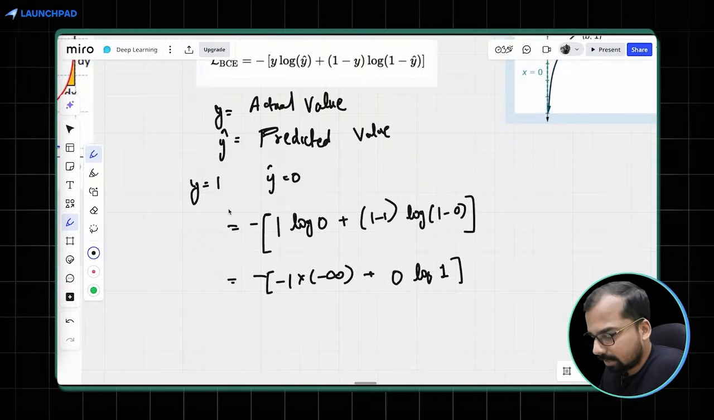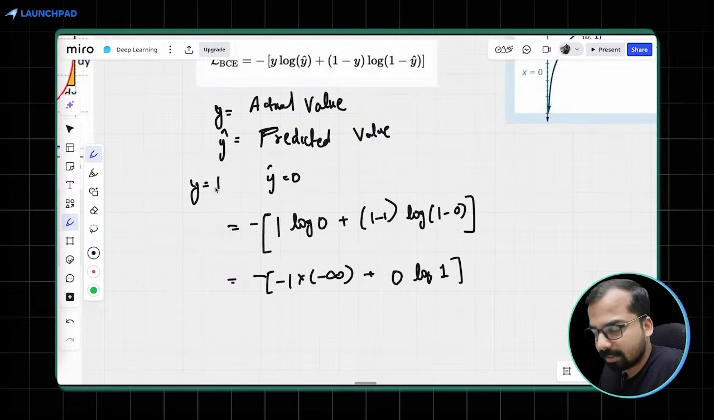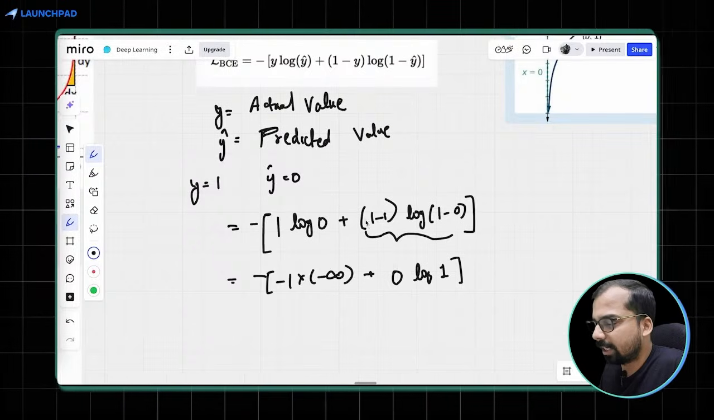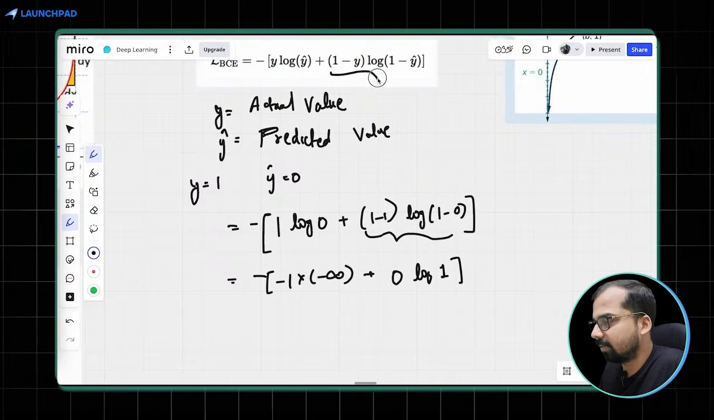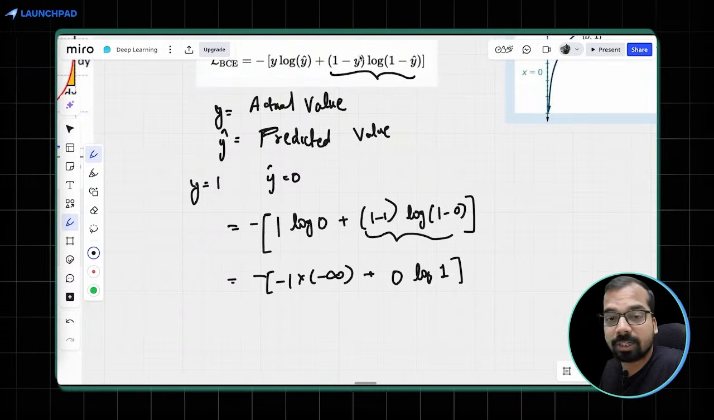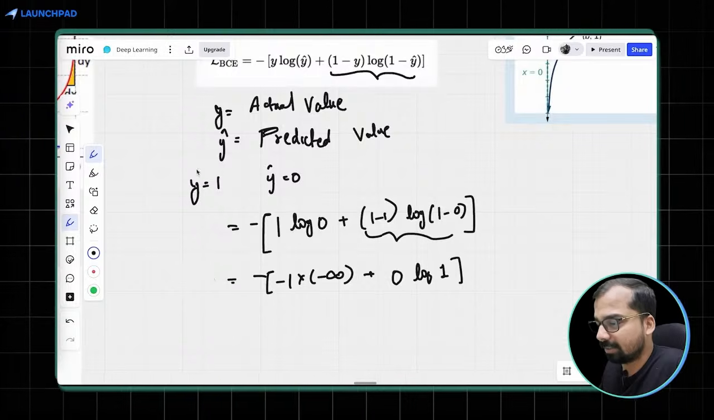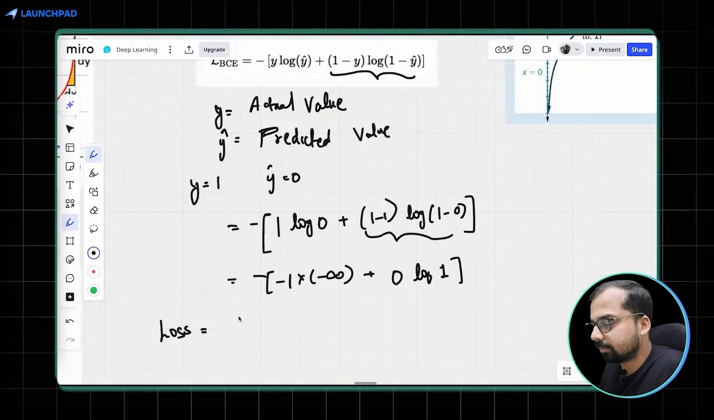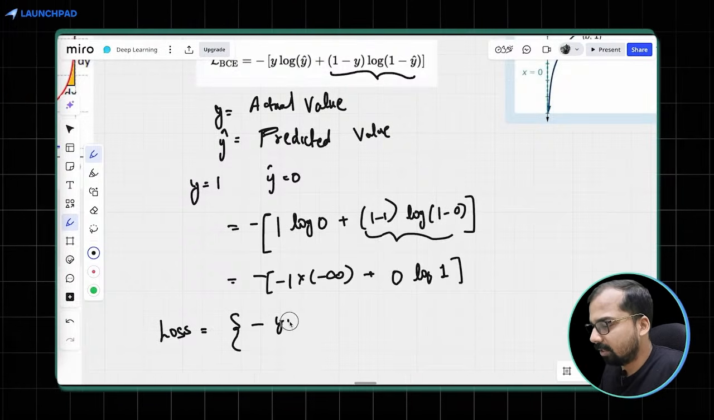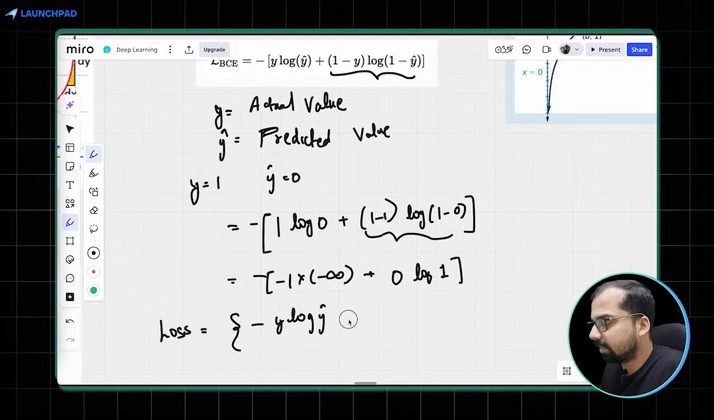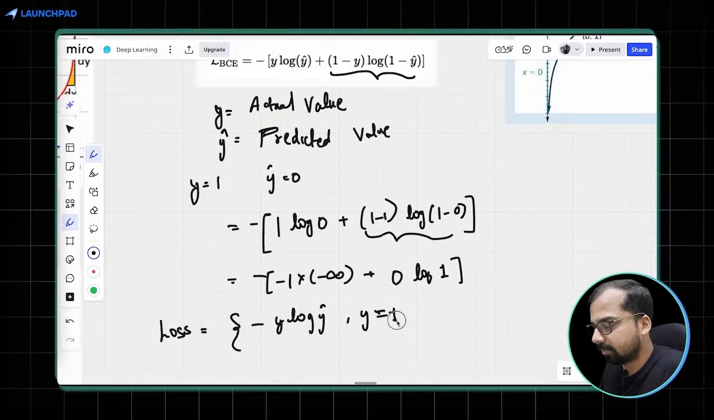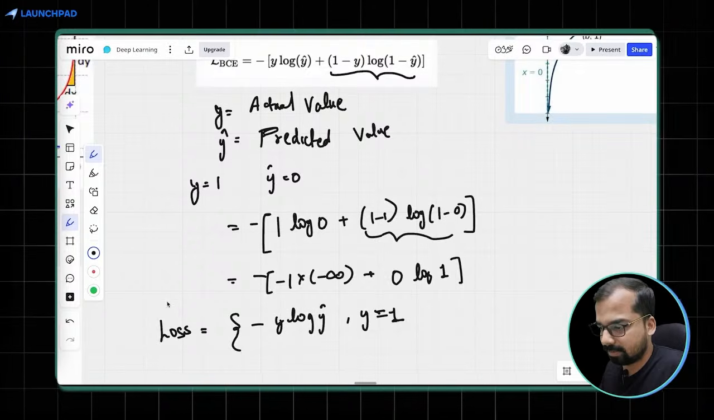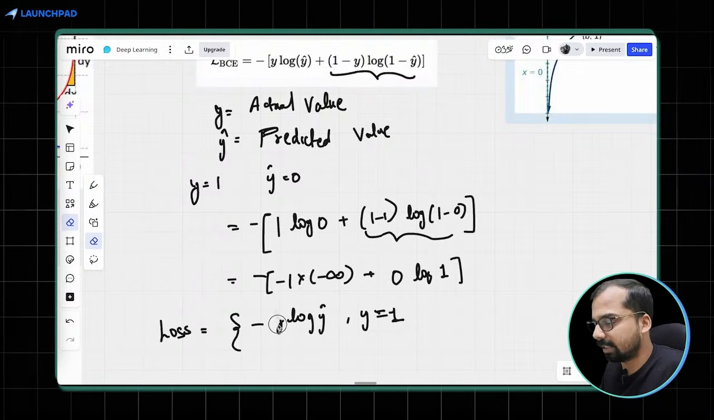You see one thing: when my actual value y is 1, this term will always be 0, because 1 minus 1 becomes 0. So when your y is 1, this part does not contribute. So you can break this loss into two parts. You can think of the loss as minus of y log y hat when your y is equal to 1, and then you can cancel this part also. Y is 1, because it is a binary classification problem. You will always have either 1 or 0.